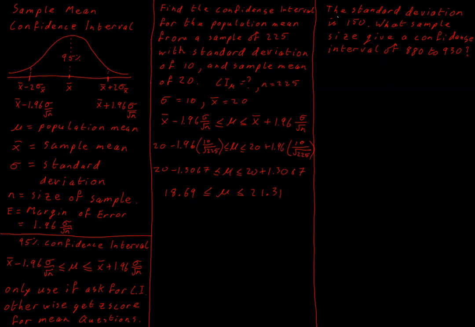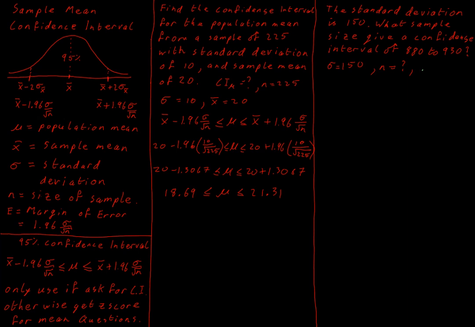So let's have a look at our standard deviation. Our next question. The standard deviation is 150. What sample size gives a confidence interval of 880 to 930? So let's write down our information. Sigma, again, we're not told what version of sigma we're dealing with, and it doesn't matter if we are, we're still going to treat it the same way. Sigma equals 150. What is the sample size? So we're looking for n.